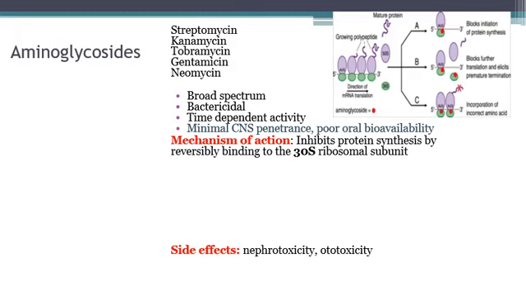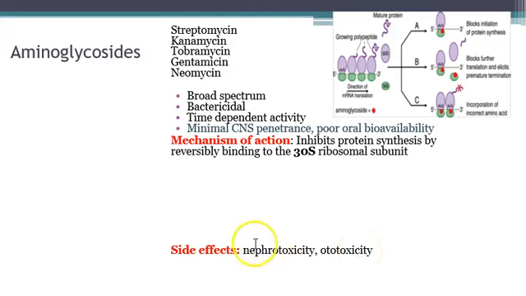The next group of antibiotics are the aminoglycosides, and they include streptomycin, kanamycin, tobramycin, gentamicin, and neomycin. All these drugs are broad spectrum and mostly bactericidal. They offer time-dependent killing activity, but minimal CNS penetrance, as well as poor oral bioavailability, meaning that you can't really swallow these pills. You have to give them IV to get the maximal effect. These drugs target protein synthesis by specifically binding to the 30S ribosomal subunit. The main side effects include nephrotoxicity as well as hearing or ear toxicity.